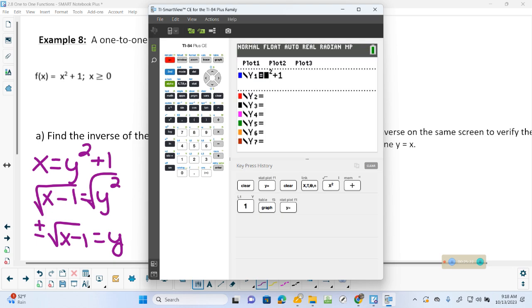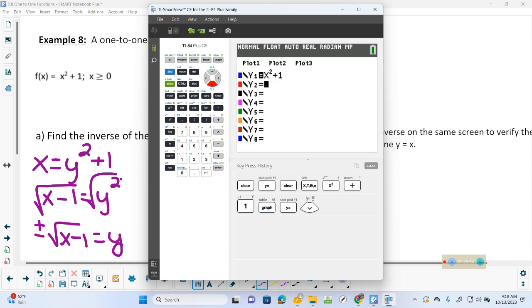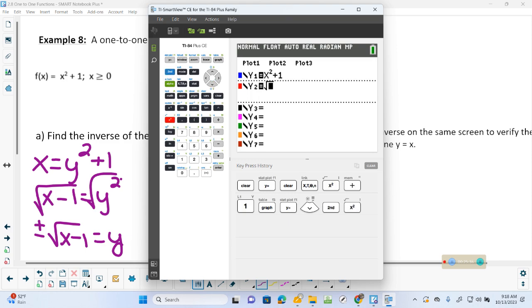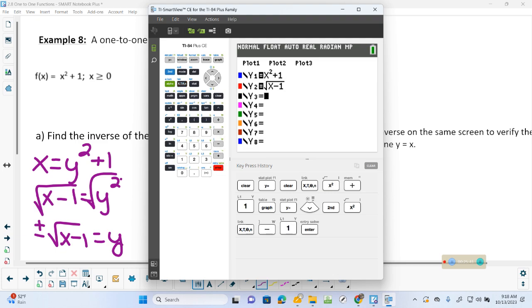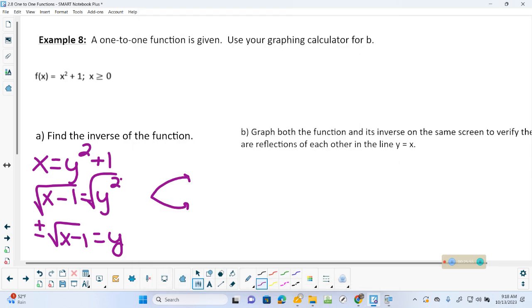So just to verify it, I'm going to put in the positive. I'm not going to put the negative in. Square root of x minus 1. Hit graph. Now remember, ignore the left side of my parabola. Mentally picture it. If I ignore this left side that I'm trying to cover up with a blue parabola, are they symmetric over that y equals x line? They are.